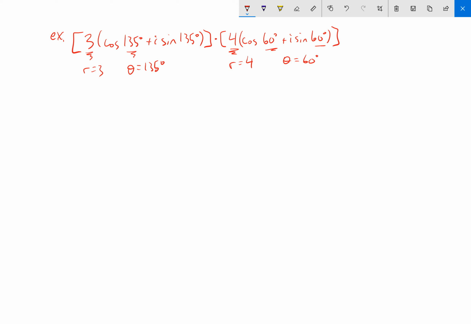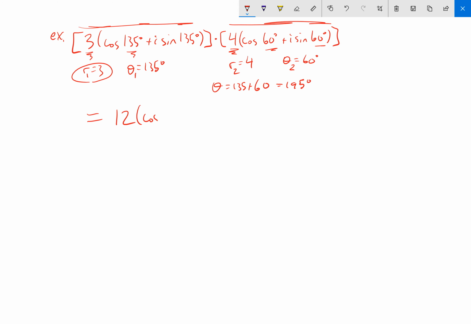Okay, so what our rule just says is if I want to multiply these two things together, all we have to do to find the new r is 3 times 4, because those are my old r's. I guess I could have labeled this, right? r1 is 3 and r2 is 4. And 3 times 4 is 12. And theta 1 is 135, theta 2 is 60. So my new theta is just 135 plus 60, which is 195. So what's our answer when I multiply this first number by this second number? I just get 12 times cosine of 195 plus i times sine of 195. Done. Easy. The end.